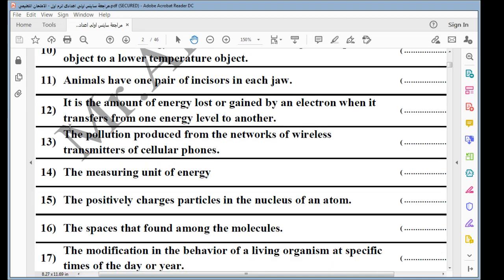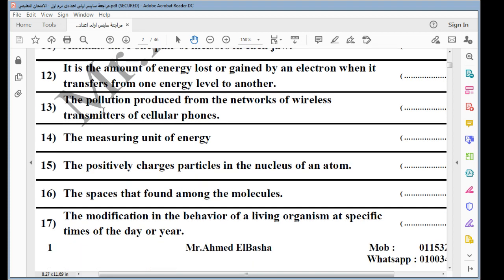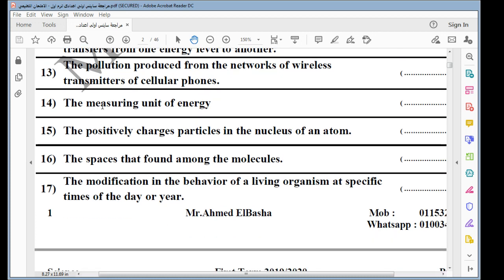Number 12. It is the amount of energy lost or gained by an electron when it transfers from one energy level to another. Of course, this is the quantum. Number 13. The pollution produced from the networks of wireless transmitters of cellular phones. Of course, this is electromagnetic pollution. Number 14. The measuring unit of energy. Of course, the joule is the measuring unit of energy.